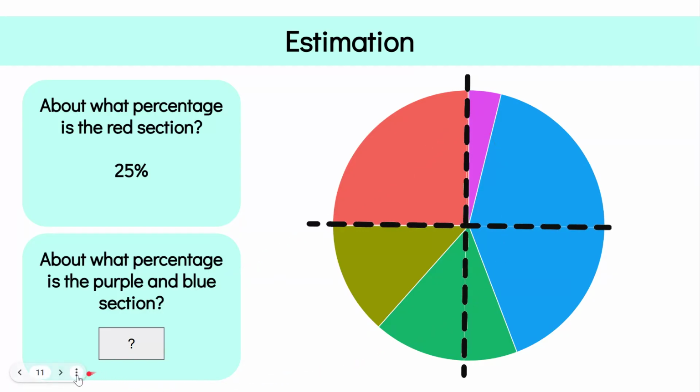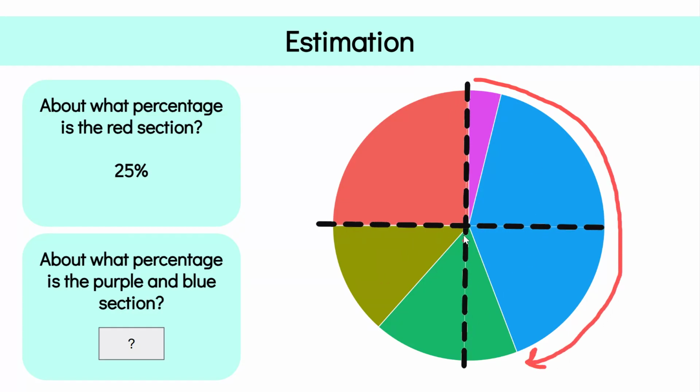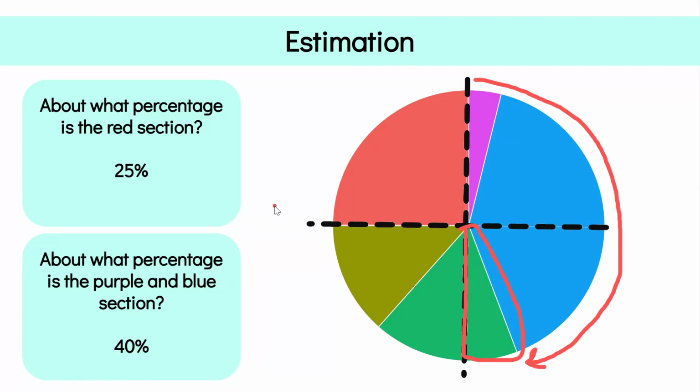There's no way to know for sure, but we can have a good estimation. Purple and blue is almost 50%. Not quite the whole half because we have this little sliver of green coming through. So we know it's over a quarter, almost 2 quarters, almost a half. A good estimation would be about 40%, maybe 45%.